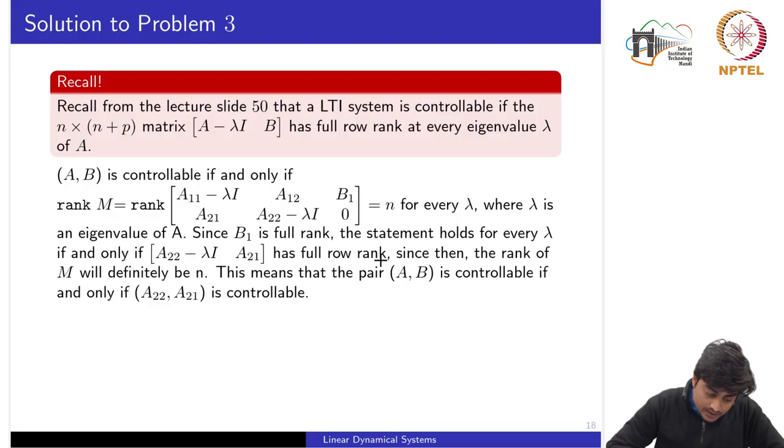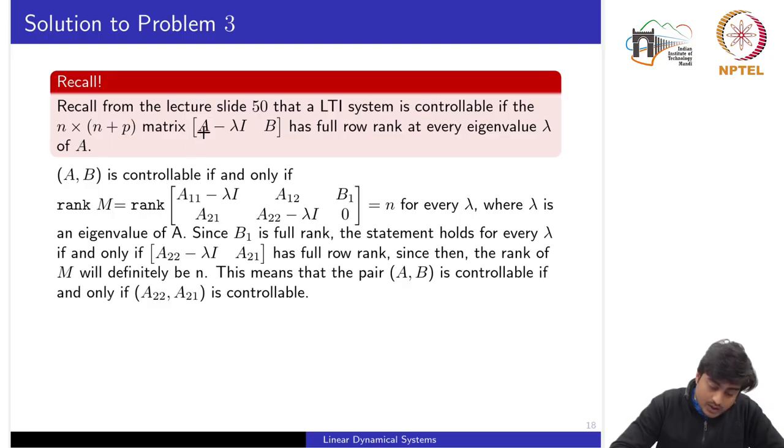So recall from lecture slide number 15, where we gave the PBH test, the necessary and sufficient condition for the controllability of the pair A, B: that the rank of this matrix, which is formed by A minus lambda I and B, where the lambdas are the eigenvalues of this A matrix, has full row rank at every eigenvalue.